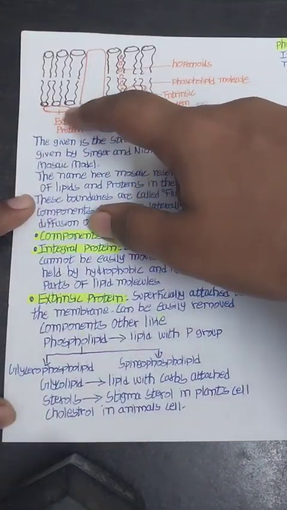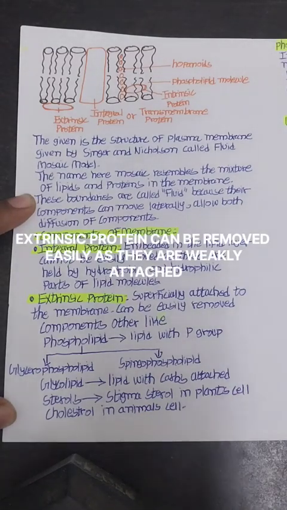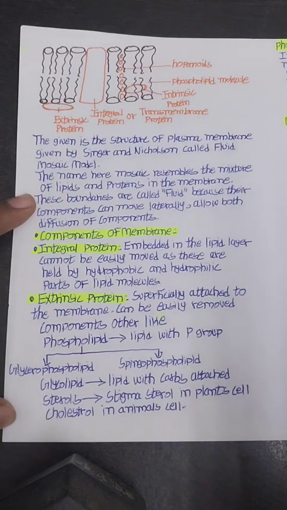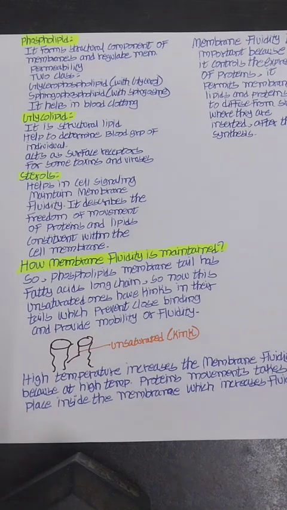Here we can see the extrinsic protein. These are superficially attached to the membrane and can be easily removed. The membrane also has components like phospholipids, glycolipids, sterols, etc. The major components of the cell membrane are basically phospholipid, glycolipid and sterol. They have specific functions for why they are present in this membrane.